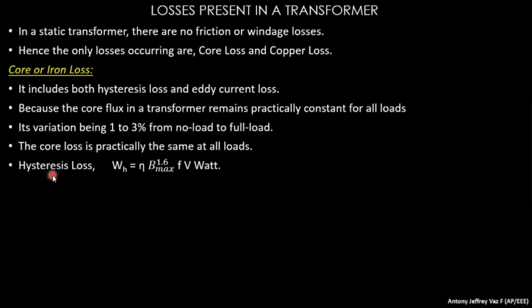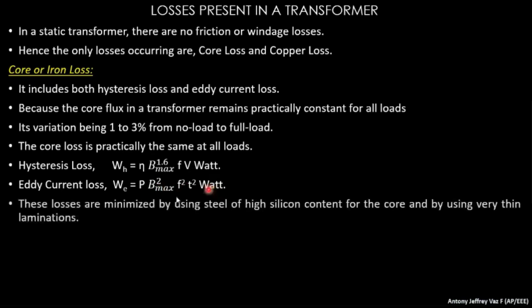Hysteresis loss Wh is equal to eta B max to the power 1.6 f V watts, whereas eddy current loss We is equal to P B max squared f squared t squared watts. These losses are minimized by steel of high silicon content for the core and by using very thin laminations. Okay. Practically, what is meant by a core loss?